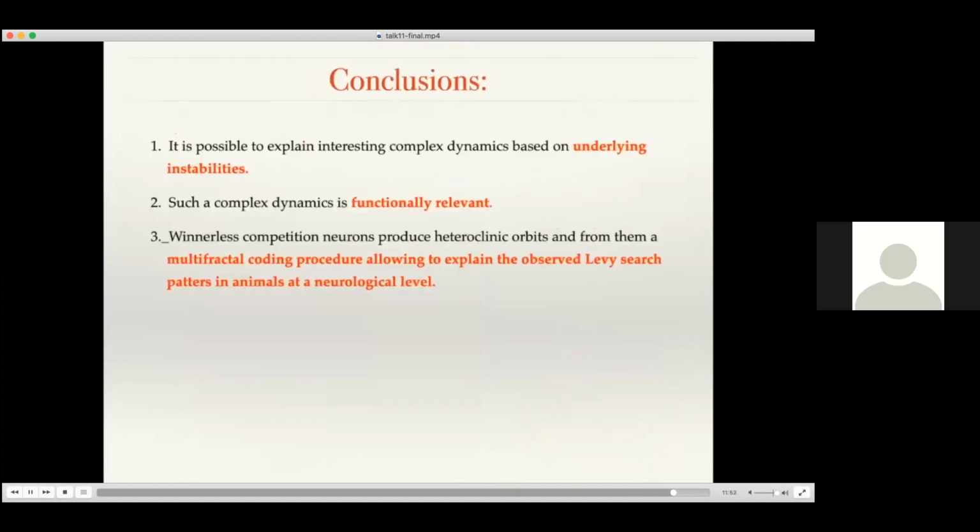We think that it is possible to explain interesting complex dynamics based on underlying instabilities, as is the case of the heteroclinic circulations in the Lotka-Volterra-type winnerless competition, and that such complex dynamics is functionally relevant. In this case, it is the one responsible for the super-diffusive Lévy movement. We showed that the winnerless competition produced heteroclinic orbits, and from them a multifractal coding procedure that allows us to explain the observed Lévy search patterns in animals at the neurological level.